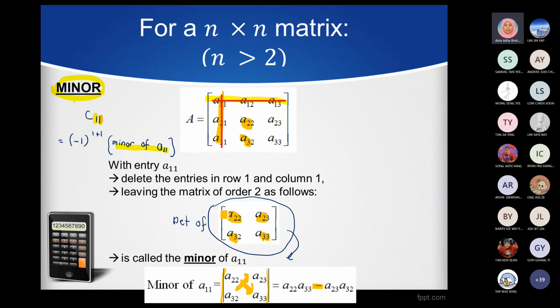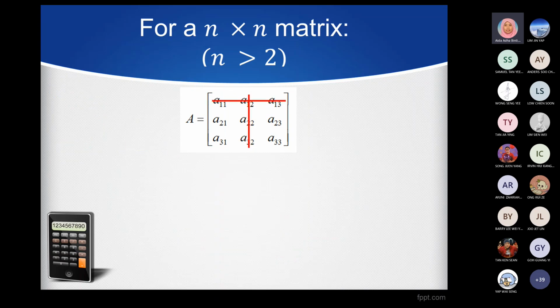We need to find the determinant for this matrix. This is the minor for the element A11. Now we want to find the minor for A12. I mentioned the 1 here is the row and the 2 here is the column.